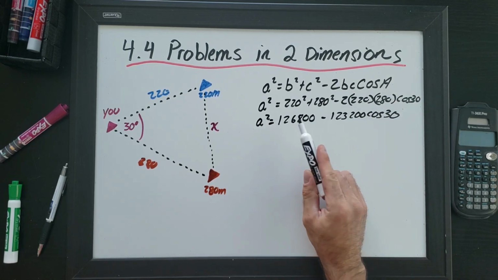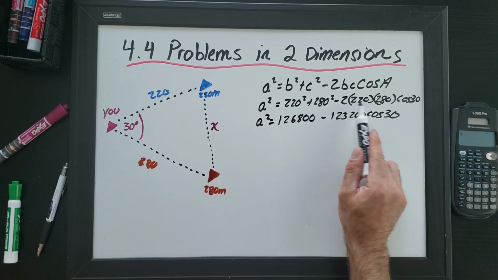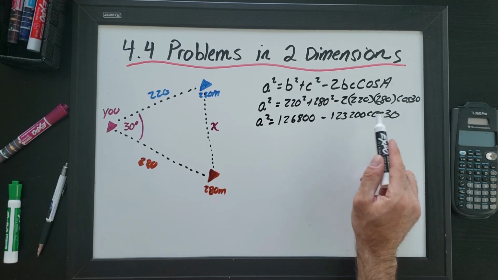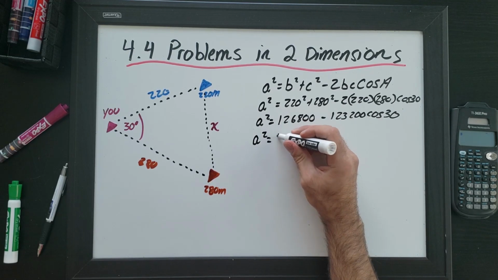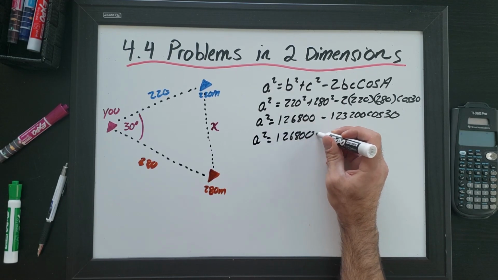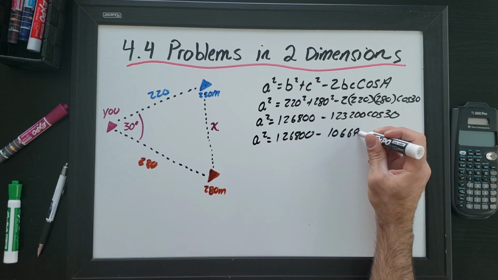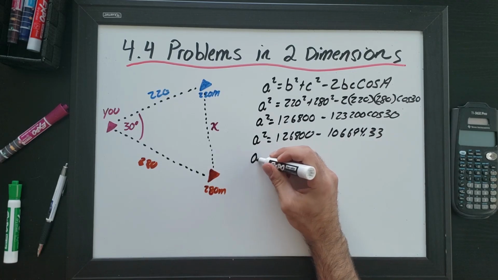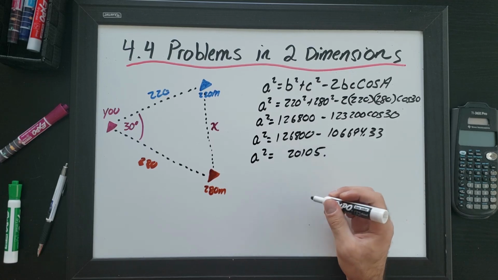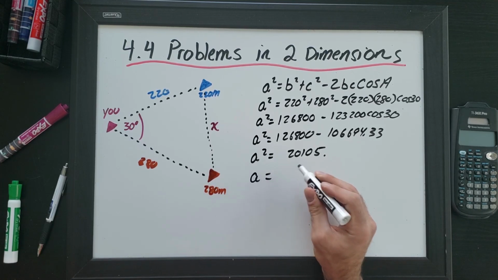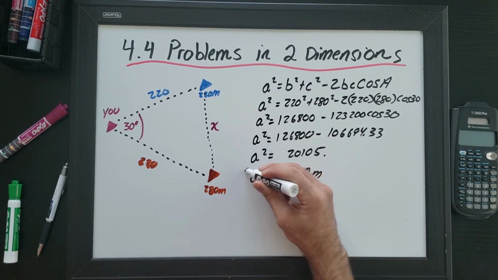Okay, because a very common mistake is for you guys to subtract these two numbers now. But this is multiplication, right? And BEDMAS says we got to multiply this by the cos 30 first. So that's what I'm going to do. I'm going to multiply by the cos 30, and I'm going to get... And now I can finally subtract. And now I can square root, right? Because this is a squared. And I'm going to get 141.8 meters.